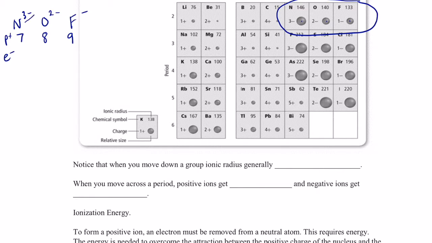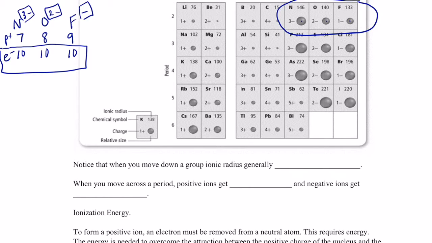But since it's 3 negative, kiddos, it would have 10 electrons, wouldn't it? Right? It has 3 more negatives than it would have positives. Oxygen has 8 electrons normally, but since it's 2 negative, it would have 10 electrons, wouldn't it? And fluorine has 9 electrons normally, but since it's 1 negative, it would also have 10 electrons. So we say that these three ions are isoelectronic to each other because they have the same number of electrons.